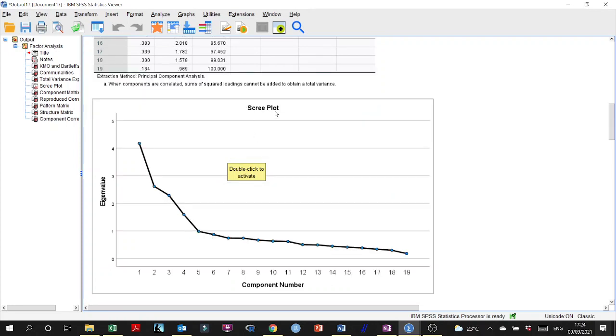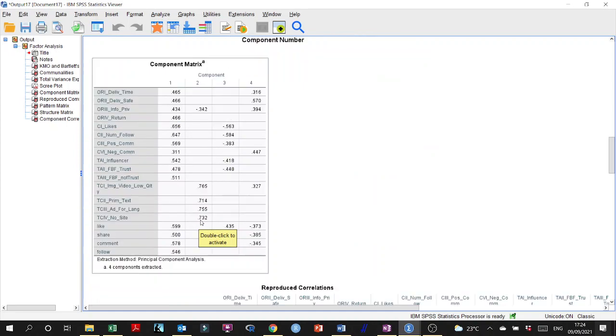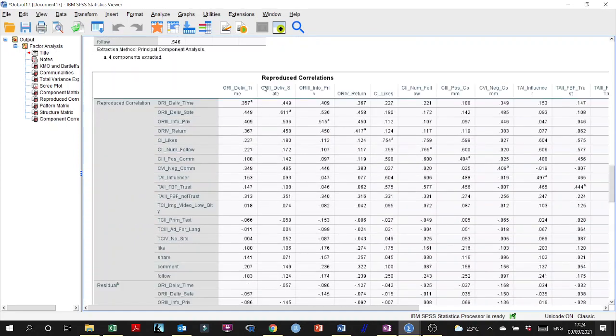This is the scree plot. So here you can see that 1, 2, 3, 4. After that, there isn't much to explain here. This is the component matrix. Let's skip to the reproduced calculations.